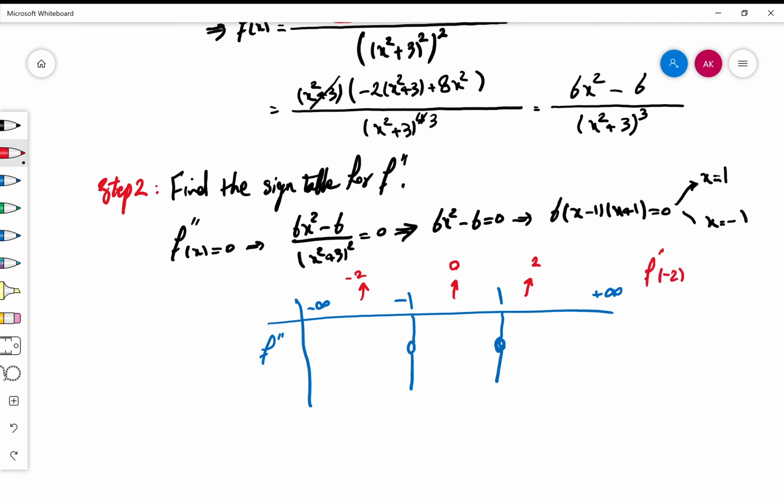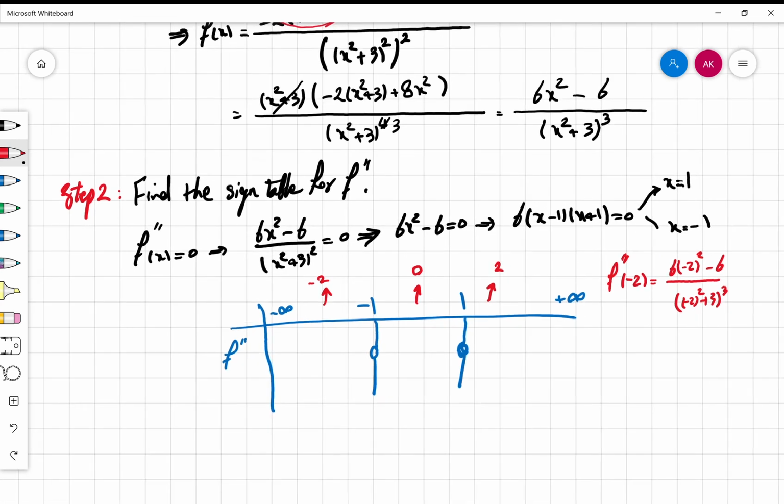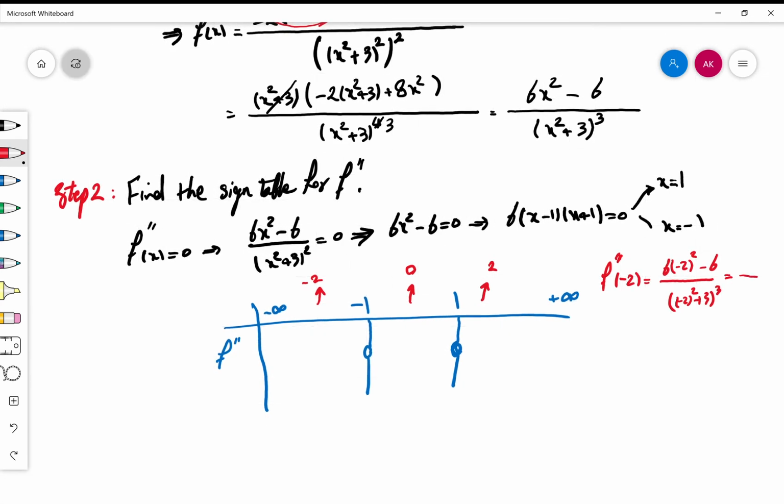So f double prime at negative 2 is 6 times negative 2 squared minus 6, over negative 2 squared plus 3, cubed. You see that the numerator is 4 times 6 minus 6, which is 18. The denominator is 4 plus 3, 7, to the power 3. The numerator is positive, and the denominator, whatever the number is, we know it is positive. So this part is going to be positive.